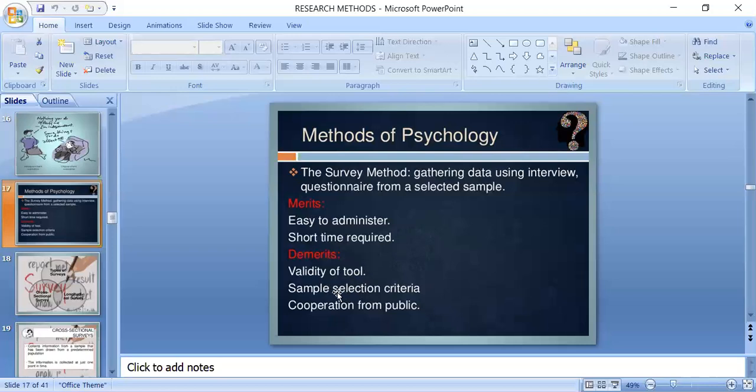Demerits: validity of tools, sample selection criteria, cooperation from the public. Cooperation from the public means that it is mostly observed that when questionnaires are handed over by the researcher or his or her colleague, mostly the people do not want to go through them. They just simply tick or cross the options without reading them. So this public cooperation raises questions on the validity of tools and sample selection criteria.